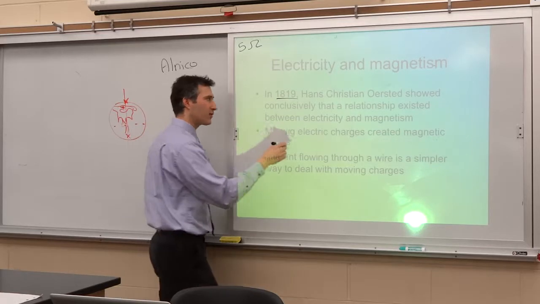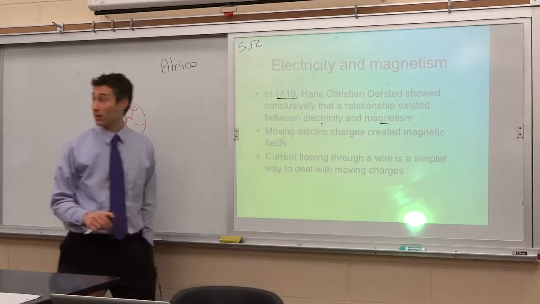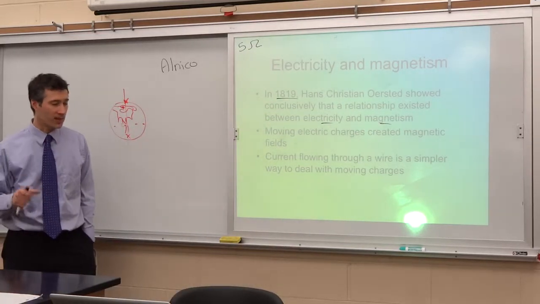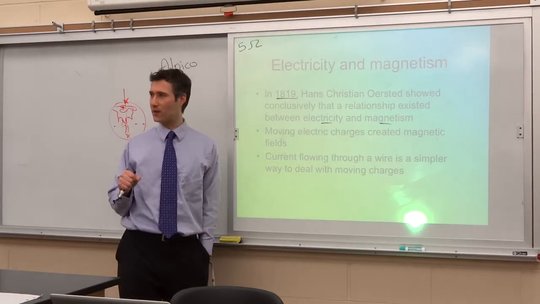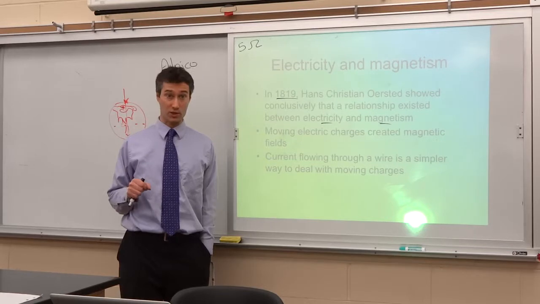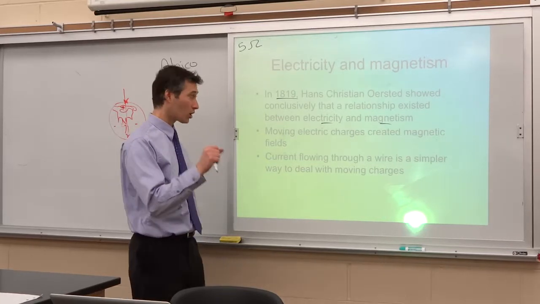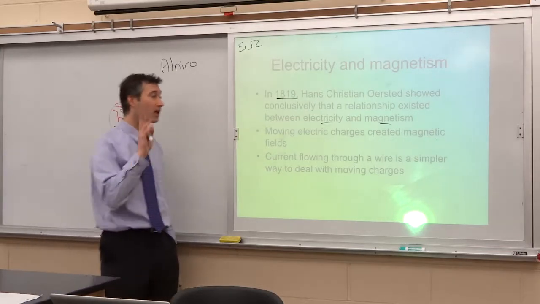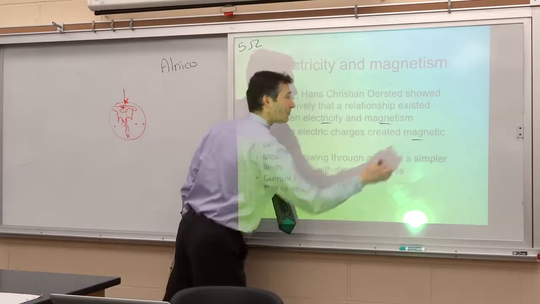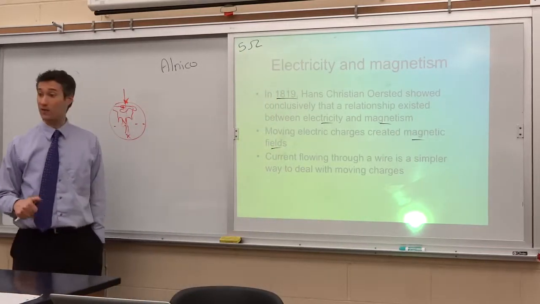was able to prove that there absolutely is a very strong link between electricity and magnetism. In fact, the only thing in the universe that creates magnetic fields is moving charges. It has to have a net electric charge, and it has to have a velocity. If we have those two things, then by default we're creating a magnetic field.